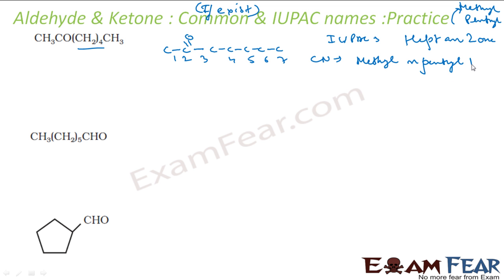Then we use the word ketone. And this is my answer. This is methyl, this is n-pentyl, and this is ketone. Methyl n-pentyl ketone. This becomes the common name.